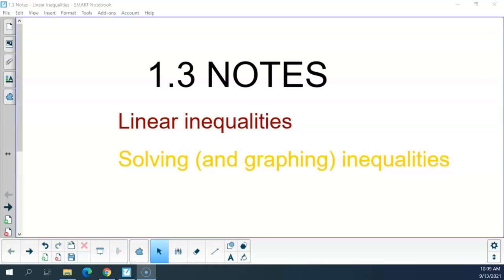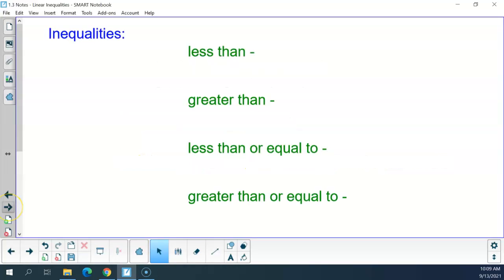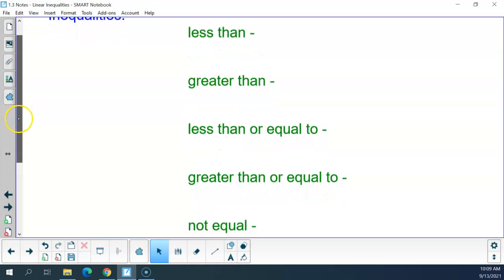And we're going to solve them and graph them, and we're actually going to do interval notation. So, a bunch of stuff. First off, let's refresh our memories with what the inequalities actually are. There are 5 of them.